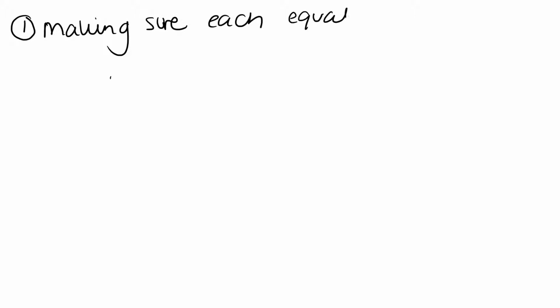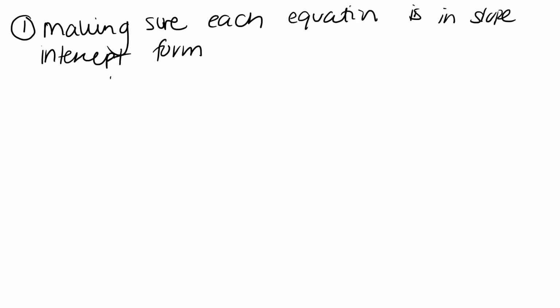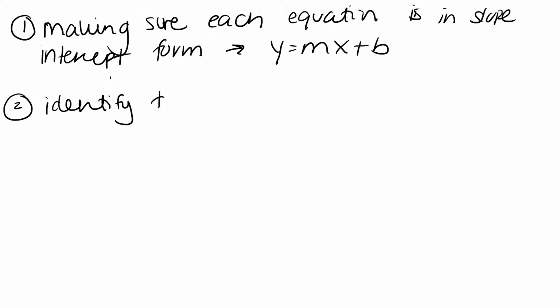The first step is making sure each equation, you're going to end up with 2, is in slope-intercept form. That's the y equals mx plus b form. Step 2 is to identify the slope, that's the rate of change, letter M.